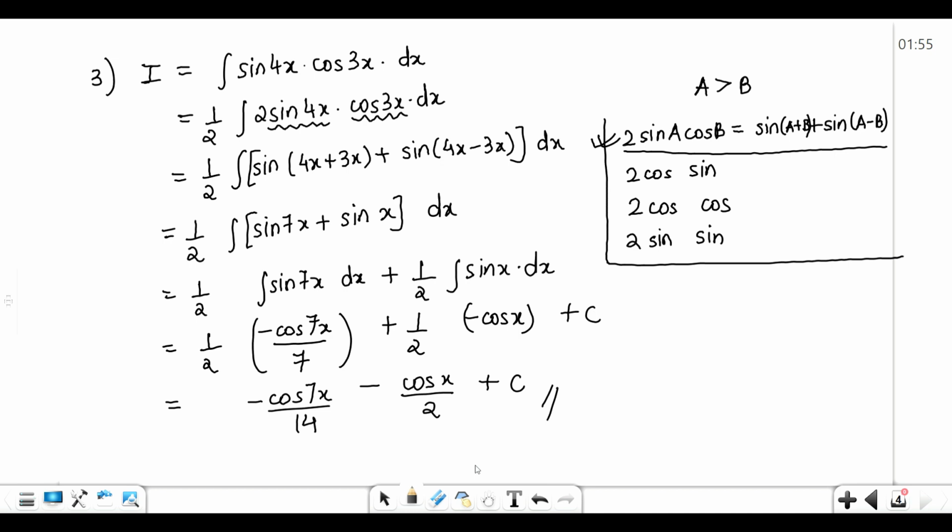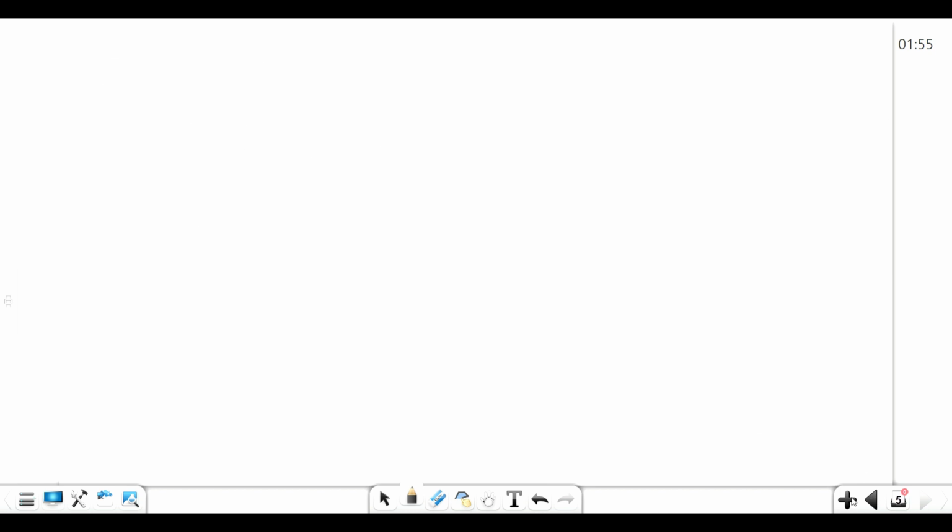Now we'll move on to the next question, question 4, which is the integration of 2x minus 7 upon the square root of 4x minus 1 dx. This is the kind of question where we have polynomials in the numerator as well as the denominator, but the denominator polynomial is inside a square root. So we will try to create the same polynomial from the denominator in the numerator.